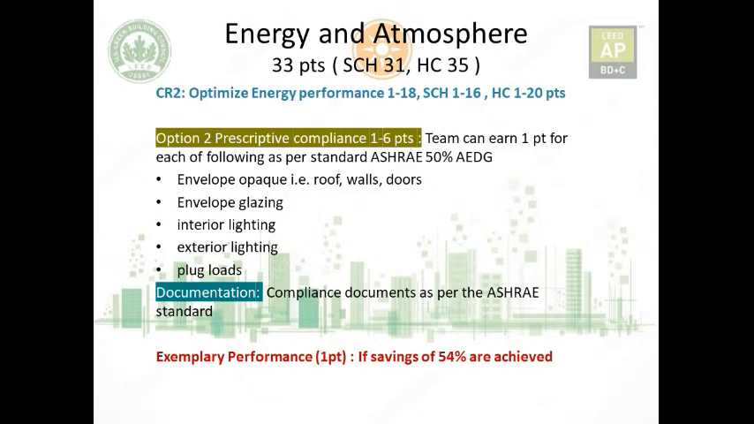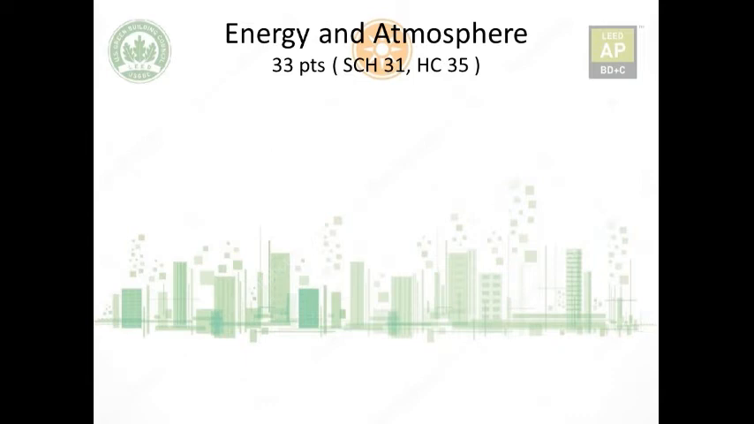If you remember, as per the table, 50% of savings were shown and there were respective points, but if you're able to show 54%, you will earn an extra bonus point. Prerequisite number 3, building level energy metering. You cannot improve what you cannot measure.